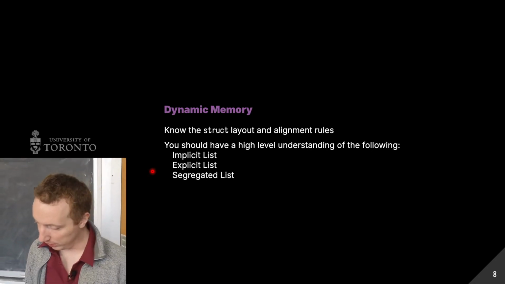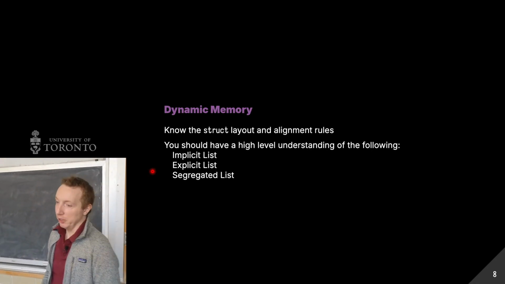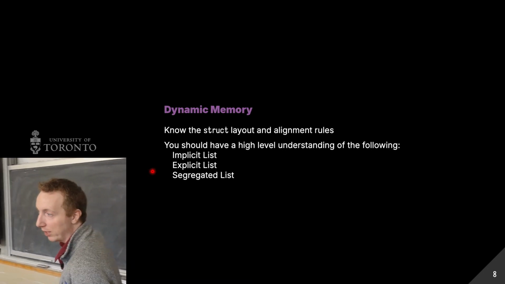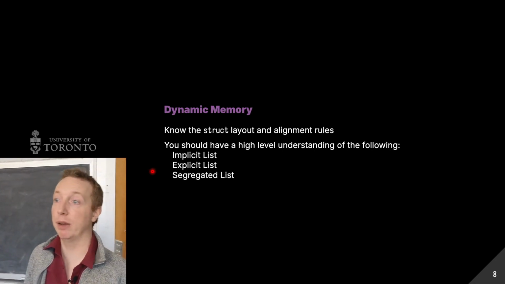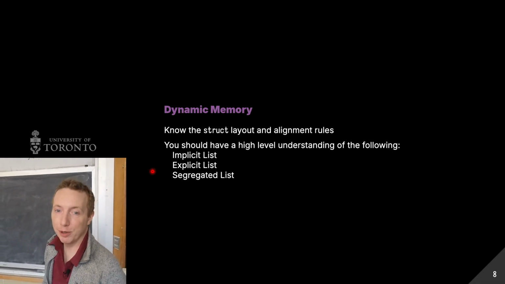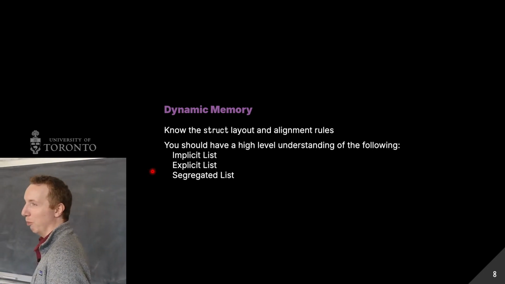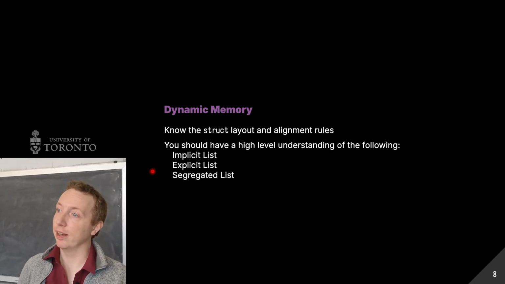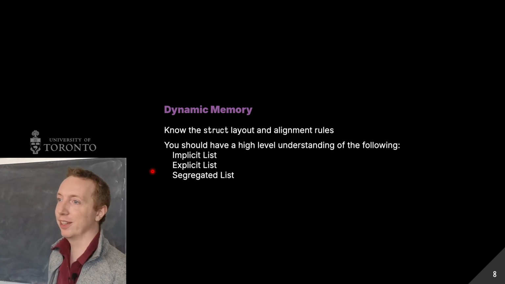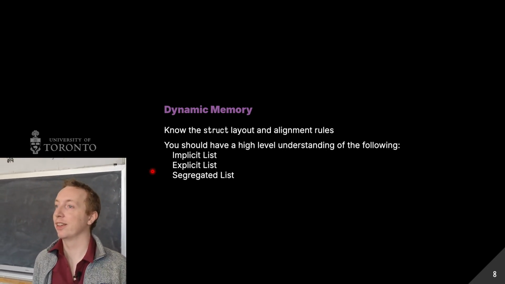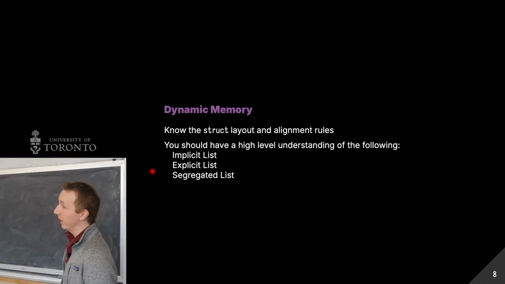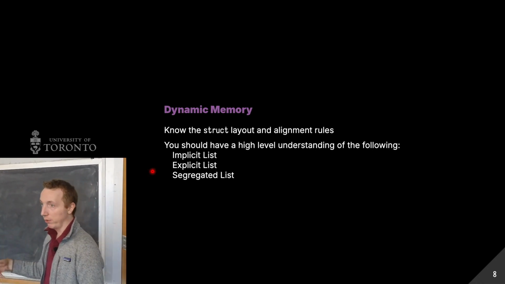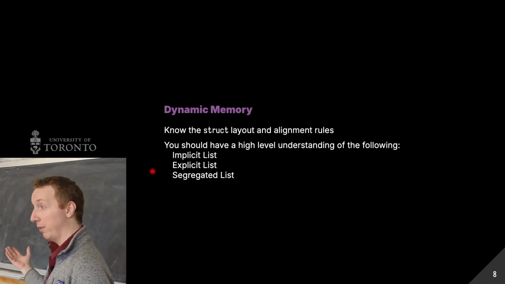For dynamic memory allocation, you should have a high-level understanding of implicit list, explicit list, segregated list, and the benefits of each of them. Quick, does anyone know off the top of your head what the allocation strategy is for implicit lists? How slow is it? It's linear in terms of both allocated and free blocks, so it has to jump over both. For freeing, freeing's quite fast.